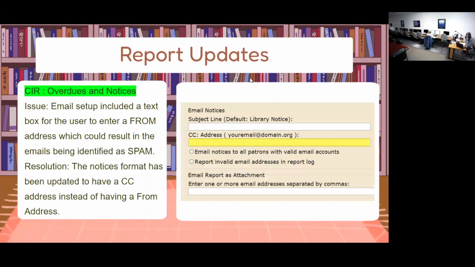Report updates. The circulation, overdues, and notices. There was an issue with email setup. It was including text from a box, and the from address was getting caught in spam. So how do you fix that? Well, the notice format has been updated, and instead, if you put your email in the carbon copy box, you'll be more successful in getting those overdues and notices emailed.